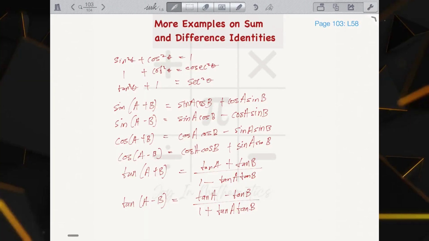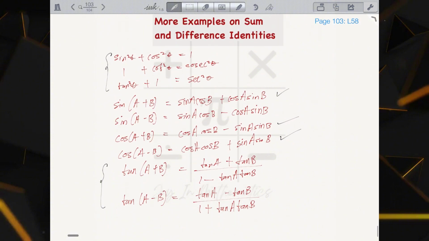And now let's take more examples on the sum and difference identities. We are familiar with the first three, which are the fundamental trigonometric identities, which we use in solving trigonometric expressions. And now we have used sine A plus B, cos A plus B, and also cos A minus B. Now let's move on to tan. Let's see how we can evaluate expressions or compound angles using tan A plus B or tan A minus B.